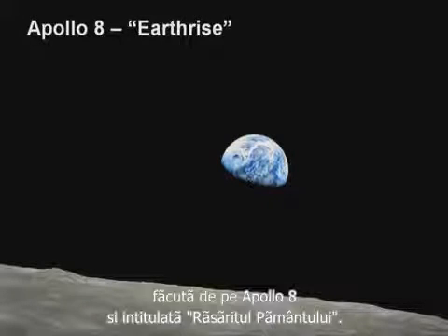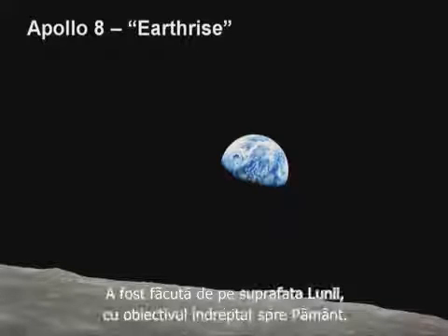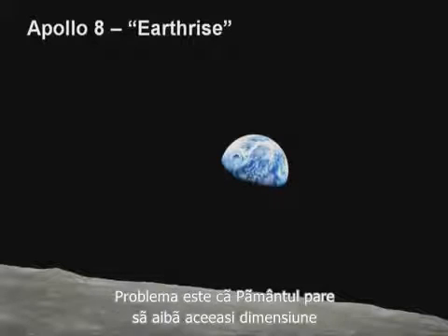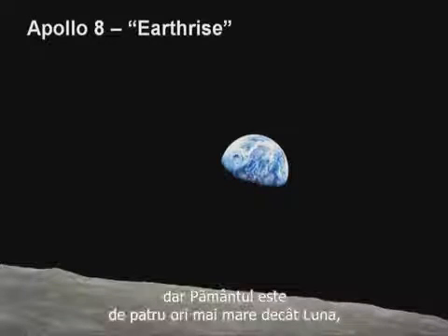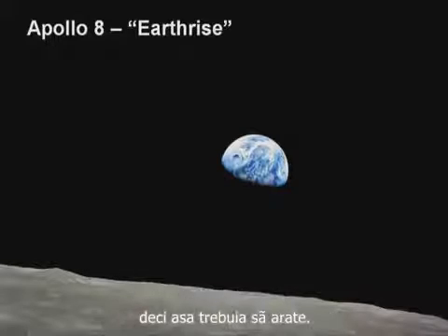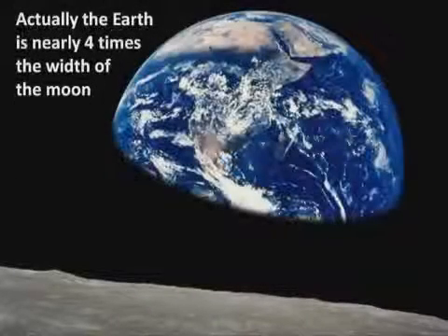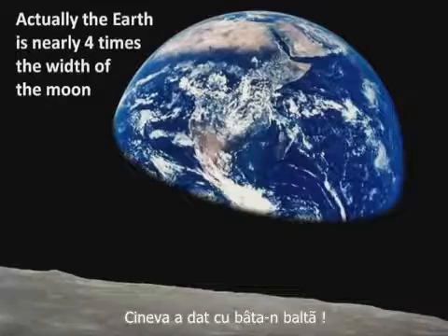And here's an example of a schoolboy mistake. This is a famous picture from Apollo 8, which is entitled Earthrise. It was taken from above the moon's surface, looking back at the Earth. The only problem is, the Earth appears the same size as the moon appears from the Earth. But the Earth is 4 times the size of the moon. So it should have looked like this. Somebody screwed up.